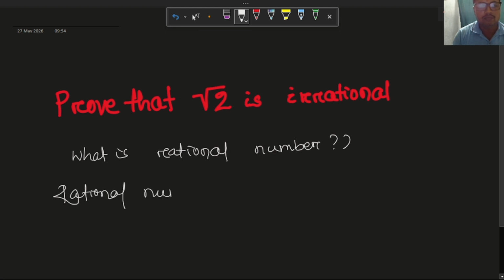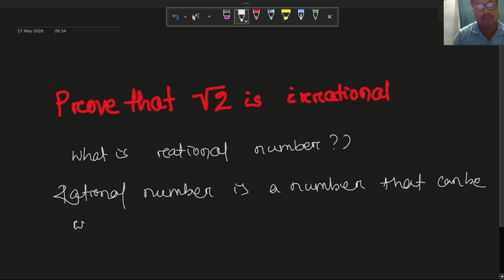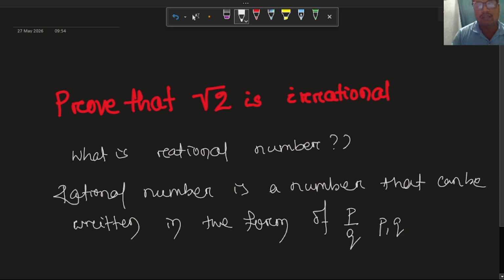A rational number is a number that can be written in the form of p by q, where p and q are integers, q does not equal 0. Clear? Now we get the definition of a rational number. Now we are going to prove that root 2 is irrational.